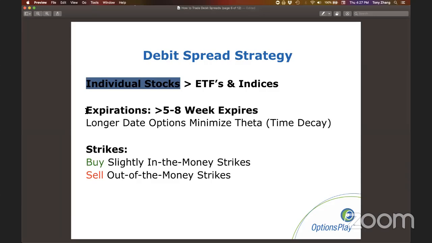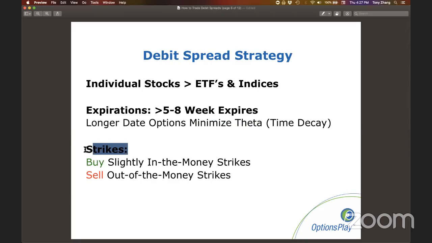Next, for expiration dates, when you're picking expiration dates for debit spreads, you generally want to pick expiries that are at least 5 to 8 weeks from expiration, meaning you want to trade longer dated options, because longer dated options will minimize time decay. For those of you that are familiar with long options having time decay, in order to mitigate that, one of the best ways is to trade longer dated options. And by doing 5 to 8 week options, you're going to have significantly less theta or time decay than if you buy a 2-week option or a 3-week option.